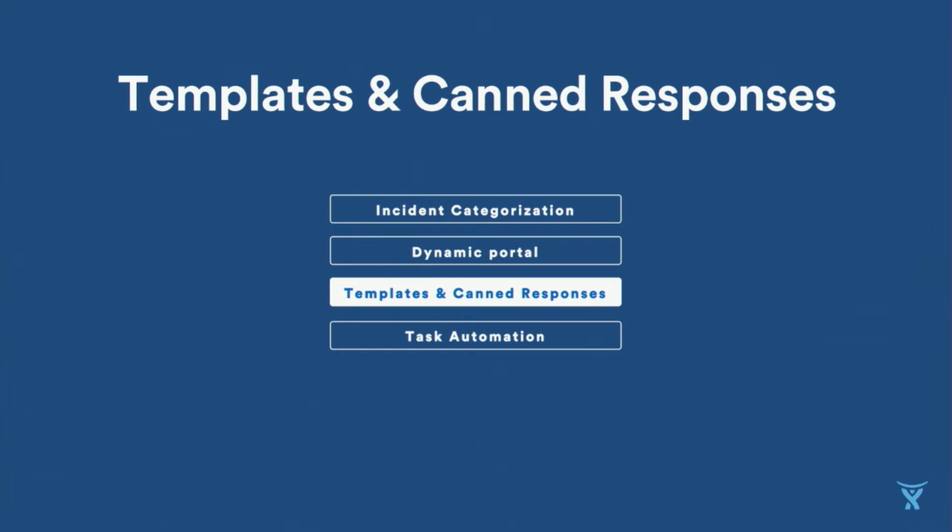Next, let's have a look at some of the security and performance, how we can make our agents more productive. Here we're going to use some templates and canned responses to help our agents work faster. I used to work as a customer service agent, and the first thing I did is create my own library of templates to deal with those repetitive requests that we get all the time.